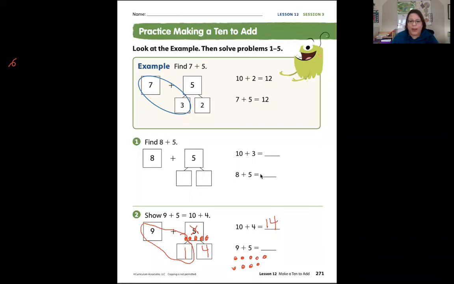Okay, so here we're going to keep continuing here. So we have 9 plus 5. We have 9, and we're going to continue building. We're going to have 5 more. 1, 2, 3, 4, 5. And that tells me that we have 10 and 4 more, which equals 14. Excellent job today.